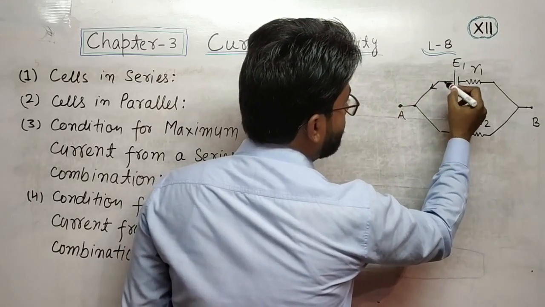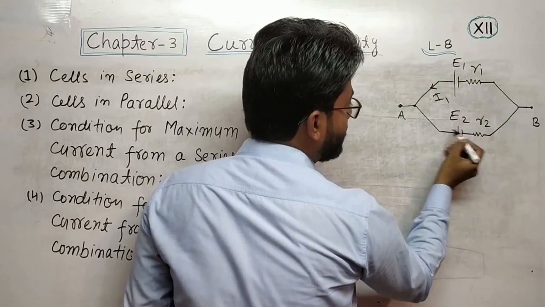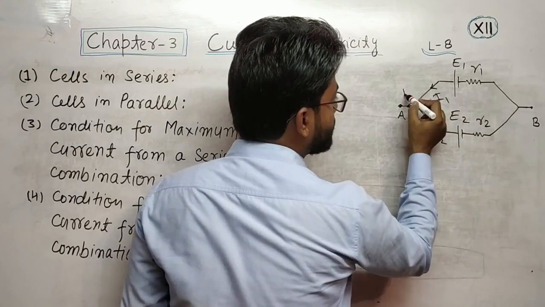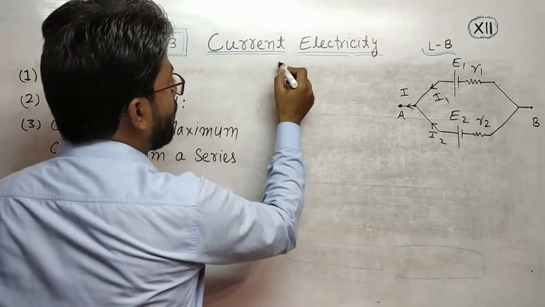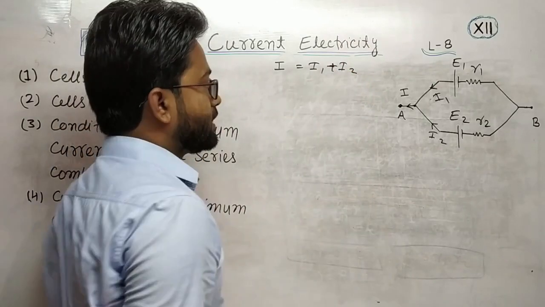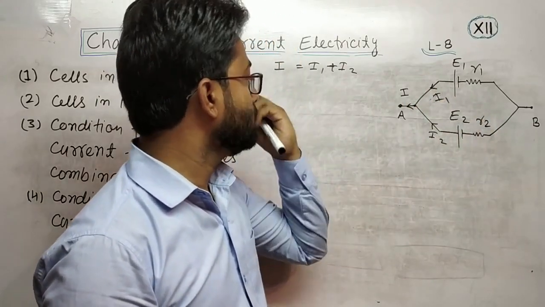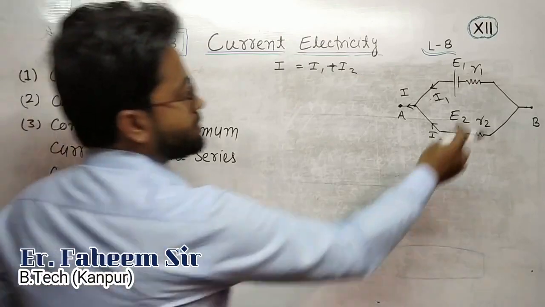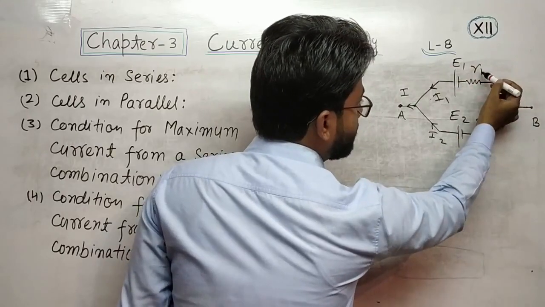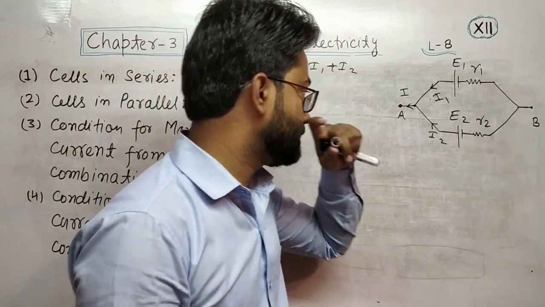Current from E1 is, let us suppose, I1, and current from E2 is, let us suppose, I2, and the combination of these two currents will be, let us suppose, I, and we all know that I is equal to I1 plus I2. This is cell number 1 with internal resistance R1 and cell number 2 with internal resistance R2.